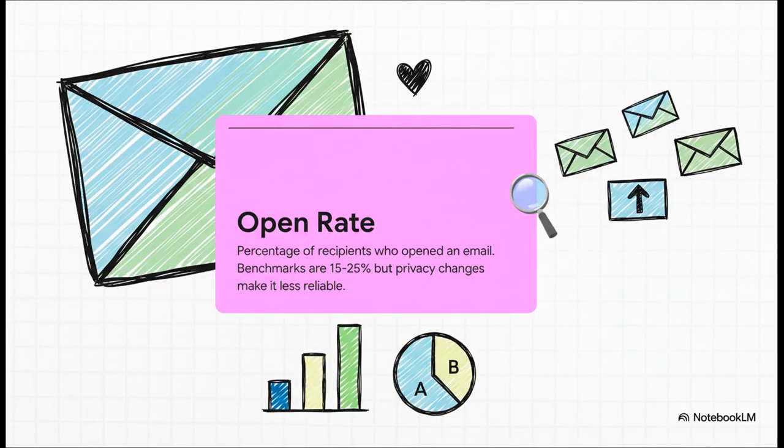Next, we've got open rate. Now, for years, this was the metric for seeing if your subject line worked. And yeah, somewhere between 15 and 25% is pretty standard. But, and this is a big but, recent privacy changes mean this number isn't the gospel it used to be. It's useful for sure, but you've got to take it with a grain of salt.